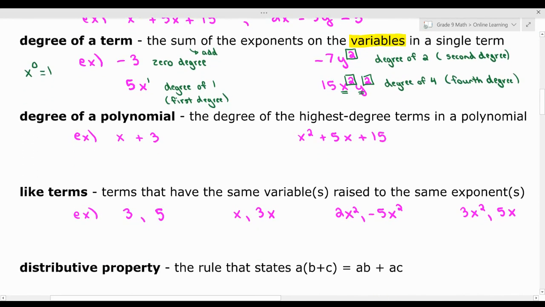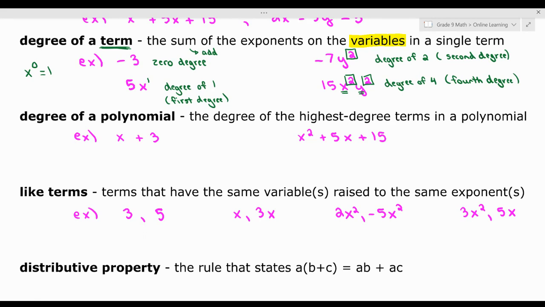Next important piece, what is the degree of a polynomial? Okay, so this is different than what I just talked about. Above here, this was degree of a single term. So that's one term, one term, one term, one term. Well, what happens if you have multiple terms, right? So this has 2 terms, this has 3 terms. How do you figure out its degree? So by definition, we say it's going to be the degree of the highest degree term in a polynomial.